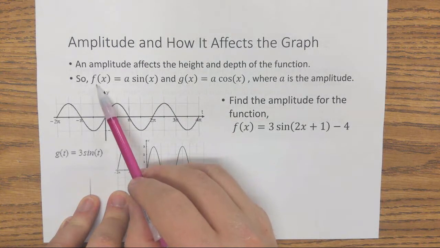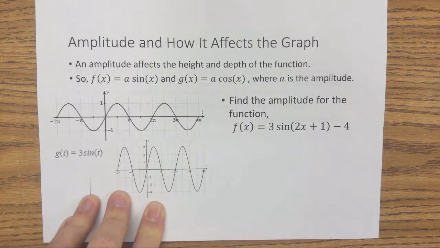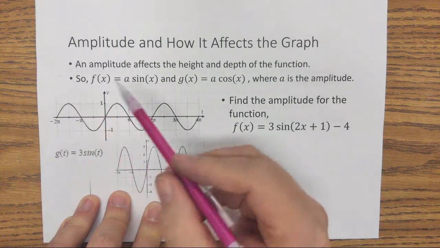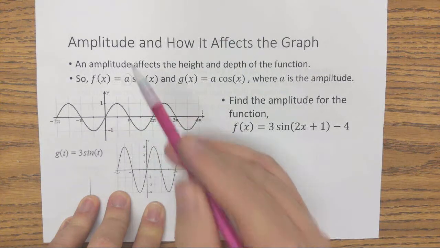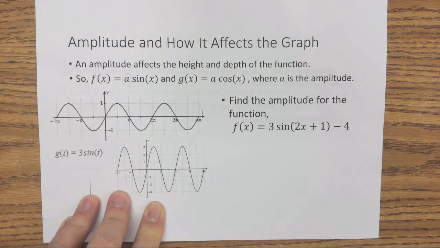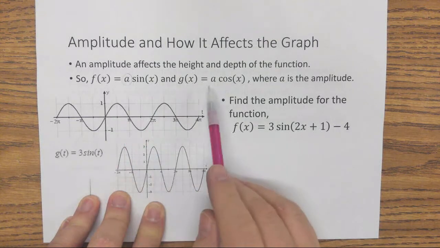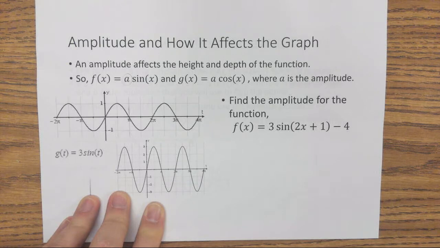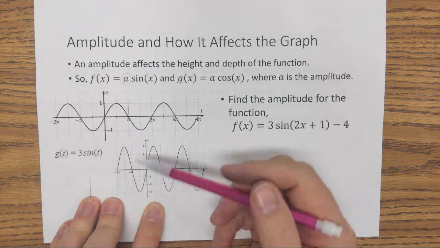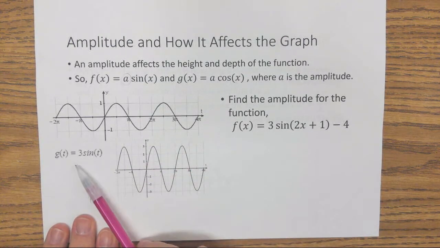So if I have a sine function, and I'm trying to figure out what the amplitude is, then I look for this number in front of the sine function. So it's essentially the leading coefficient of your function. We'll call that A, and that A value is the amplitude. Okay. So look at this graph.